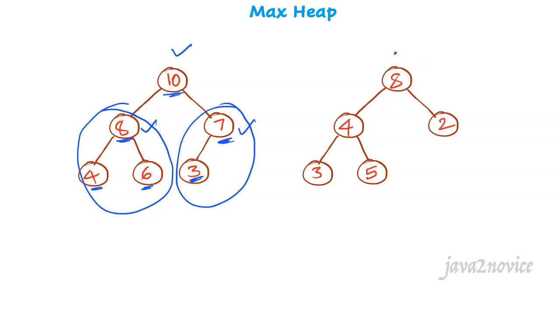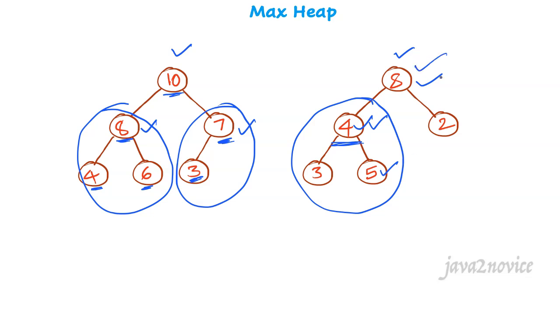Now let's look at this example. Is it following the max heap property? Let's check. The root node is 8, bigger than its children and also higher than any other node values within this tree. But that's not enough. Let's take the left subtree. The root node is 4. Unfortunately, this value is not bigger than its children. 4 is less than 5, which means it is not strictly following the max heap property. So this tree is not a max heap.